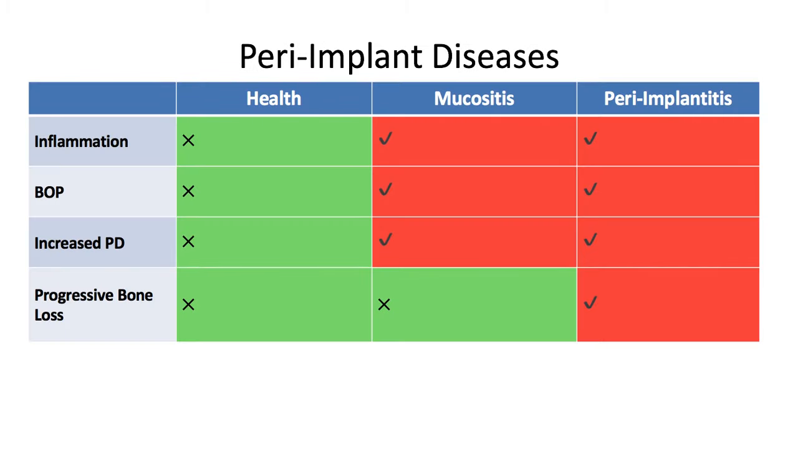Now, putting it all together, I made this summary slide. The green X's means that you don't have one of these qualities, which is a good thing. The red check means that you do have one of these 4 qualities, which is a bad thing. So from health to mucositis to peri-implantitis.